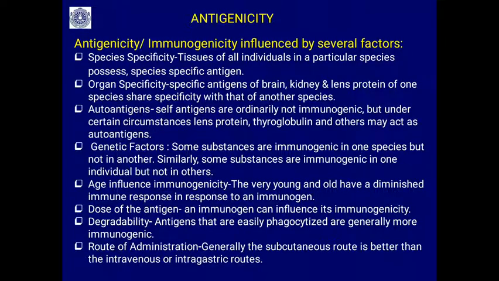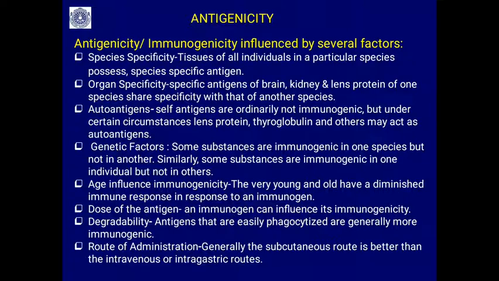Autoantigens, self antigens, we have already discussed. In certain circumstances, lens proteins produce autoantibodies, and cataracts will happen. Thyroglobulins also lead to a pathogenic condition, behaving like autoantigens. Genetic factors: some substances are immunogenic in one species but not in another species. Similarly, some substances are immunogenic in one individual but not in another. So genetic factors also influence the antigenicity.